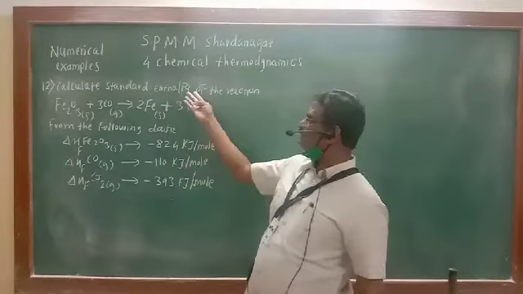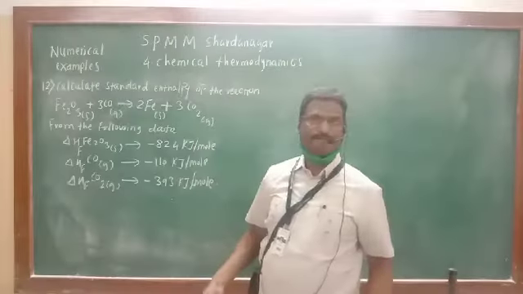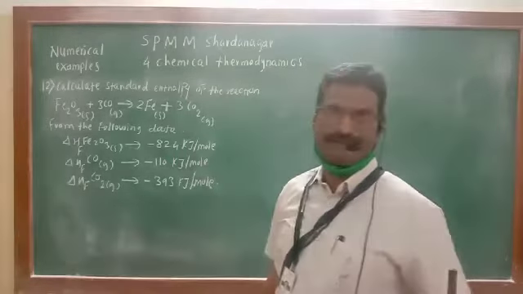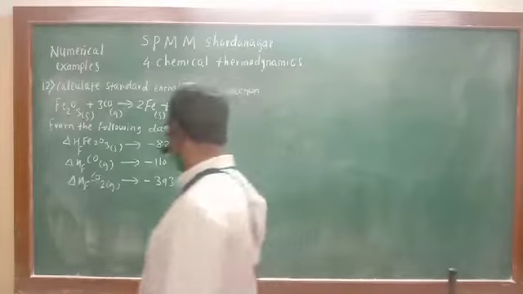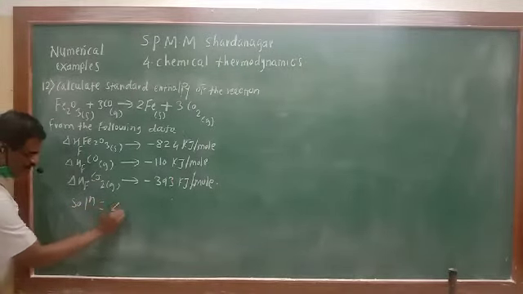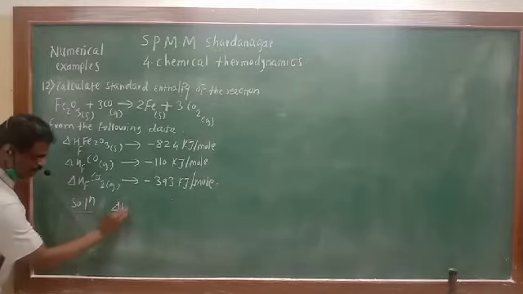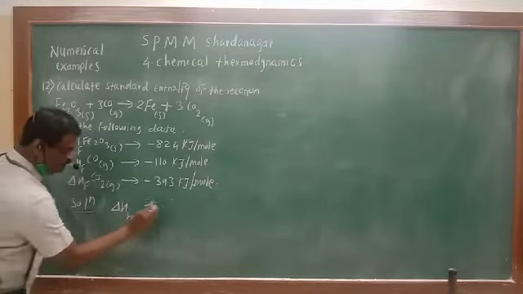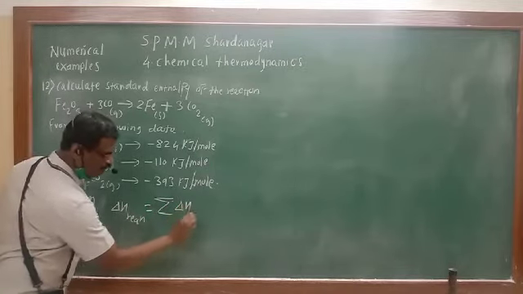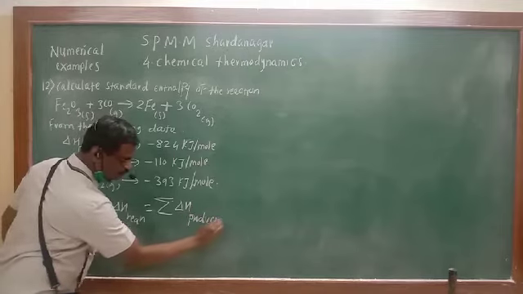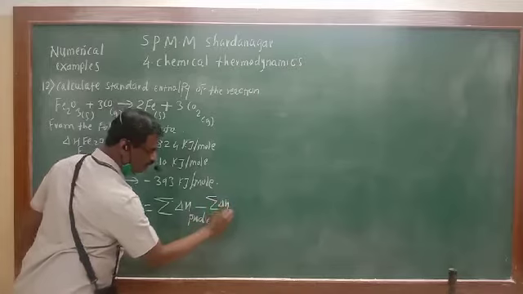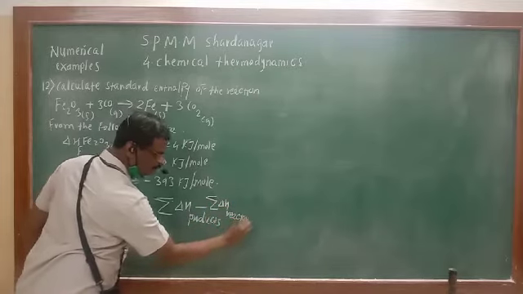This is the reaction. We have to calculate the standard enthalpy of the reaction, meaning the heat of reaction, the enthalpy change during the reaction. And we know that the enthalpy change of reaction, delta H of reaction, is nothing but the summation of delta H of products minus the summation of delta H of reactants.